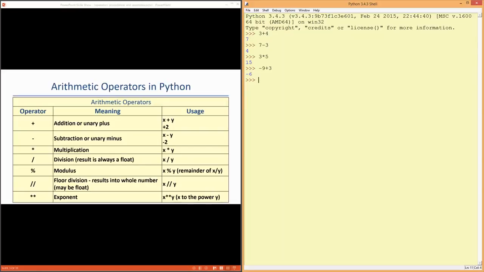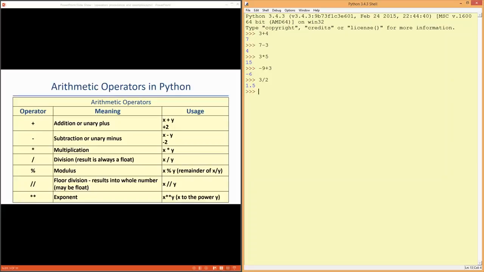Next, let's talk about the division operator. The trick about the division operator is when you divide 3 by 2, in the previous Python versions, it only shows you the integer part of it. But after Python 3, this division will show you the floating point result, which would be 1.5. So you have to be careful. If you are using any Python version before Python 3, 3 divided by 2, the answer would be 1.